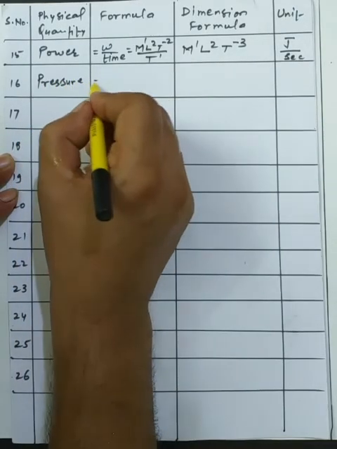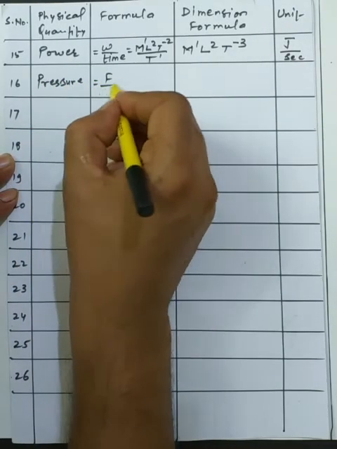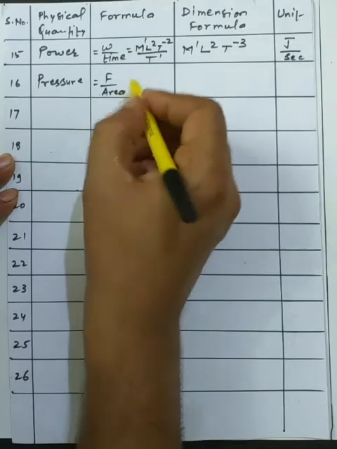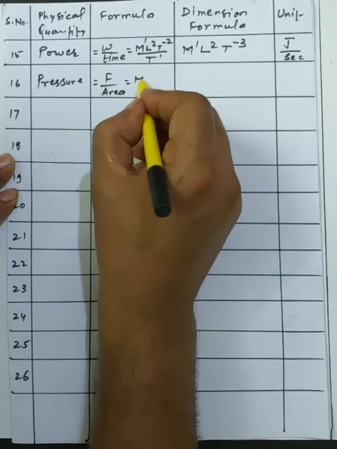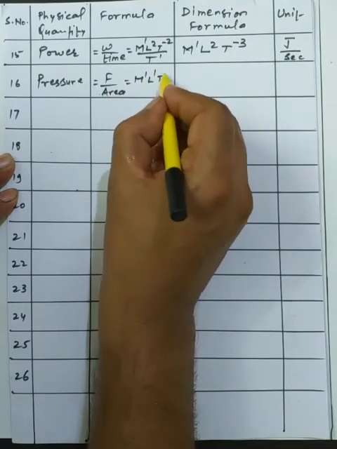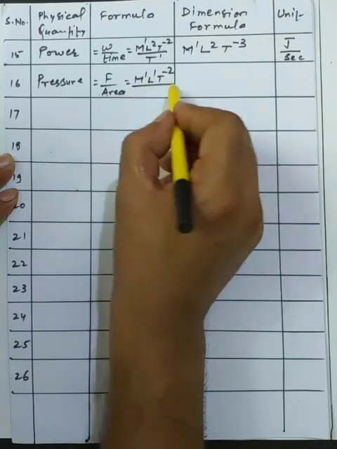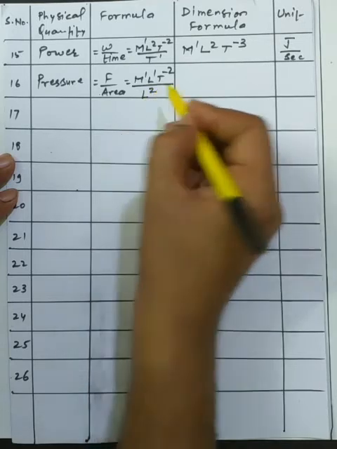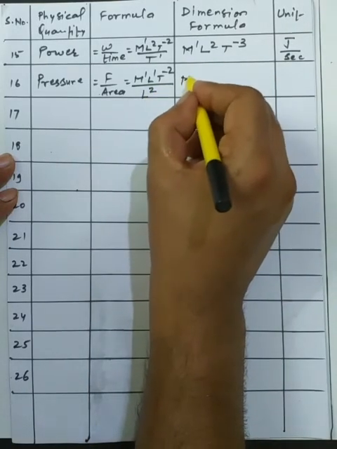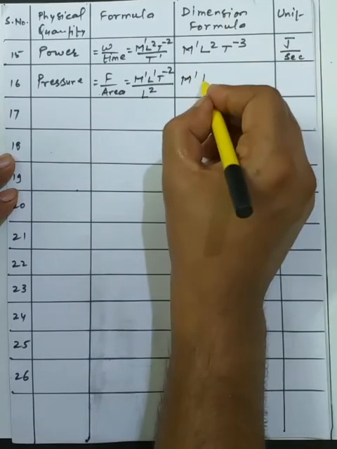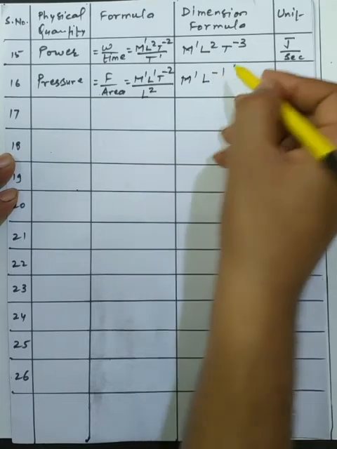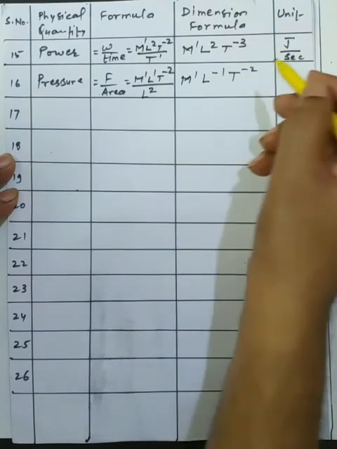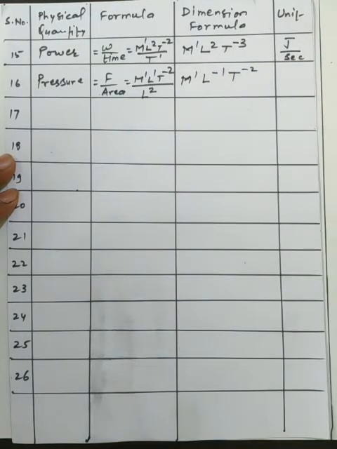Okay, now next we have the pressure, and generally the formula of pressure is force upon area. Okay, so force has the general formula M1 L1 T minus 2. It's the general formula of force, and the area can be stated in terms of length into breadth. So directly I am just writing L2. So finally, we are making the assessment, that is M1 L minus 1 and T minus 2. So it's the general dimension formula of the pressure.